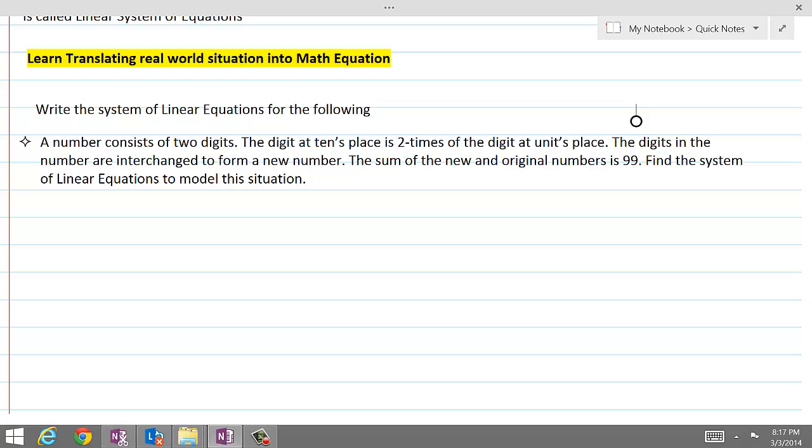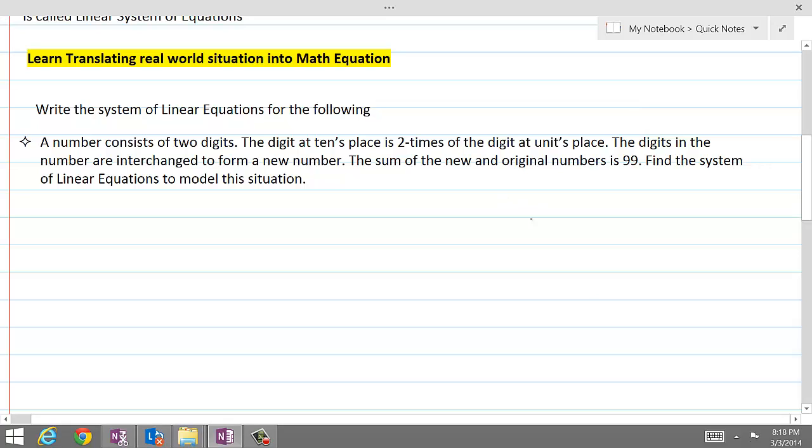A number consists of two digits. The digit at the tens place is 2 times the digit at the units place. The digits in the number are interchanged to form a new number. The sum of the new and the original number is 99. Find the system of linear equations to model this situation. So here, this is an ordinary English statement.